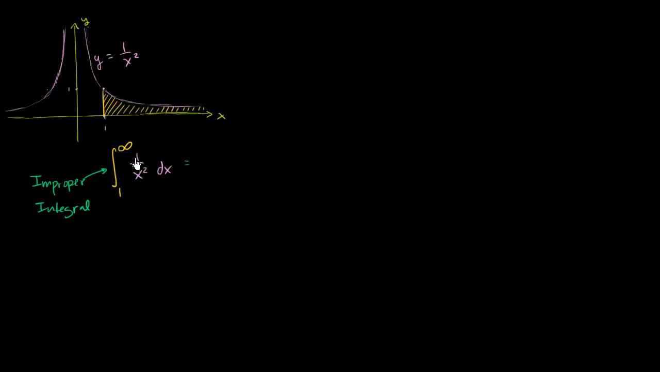Now, how do we actually deal with this? Well, by definition, this is the same thing as the limit as n approaches infinity of the integral from 1 to n of 1 over x squared dx. And this is nice because we know how to evaluate this. This is just a definite integral where the upper boundary is n, and then we know how to take limits. We can figure out what the limit is as n approaches infinity. So let's figure out if we can actually evaluate this thing.